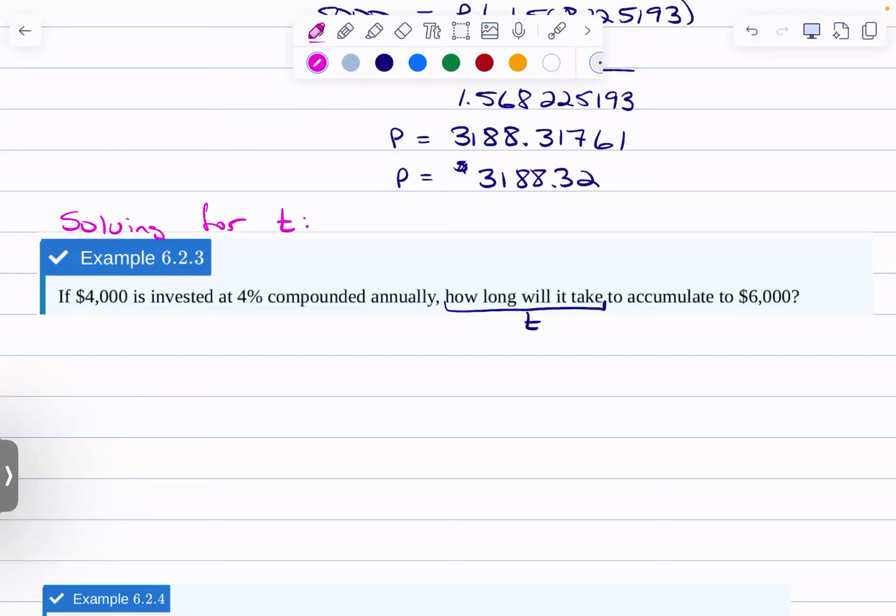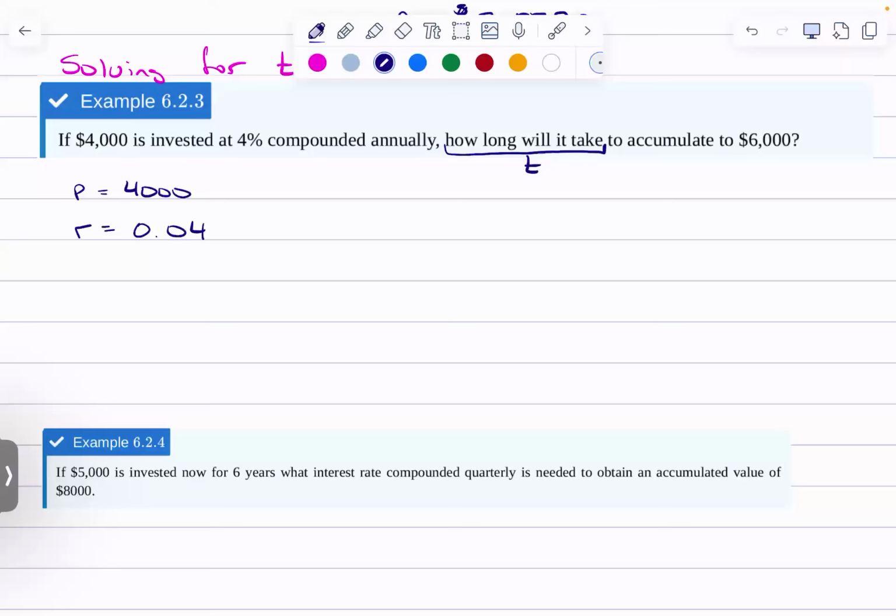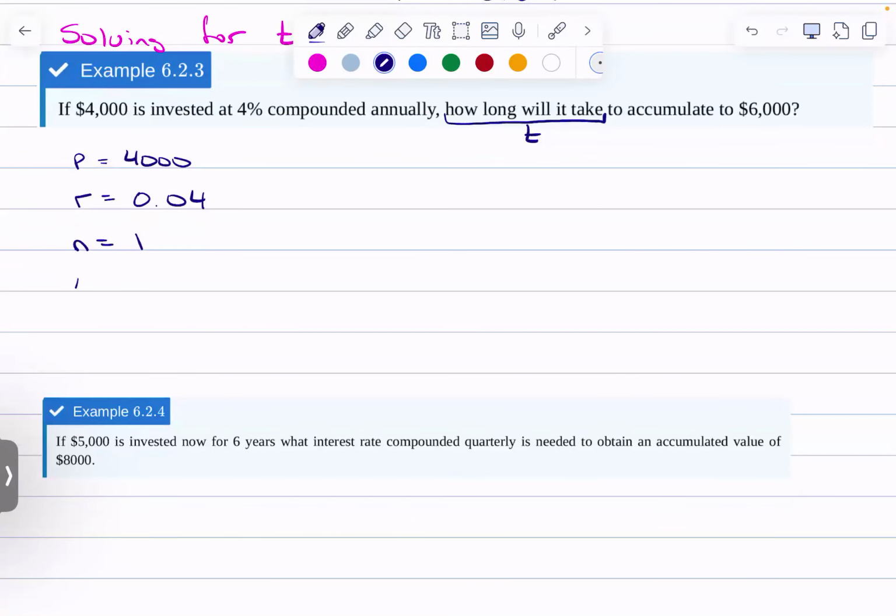We'll jot down all the information that we're given. It looks like P is 4,000. R is 0.04. Compounded annually, so N is 1. That's cute. And it's going to accumulate to 6,000. Same formula, right? We're just kind of working and massaging this formula.